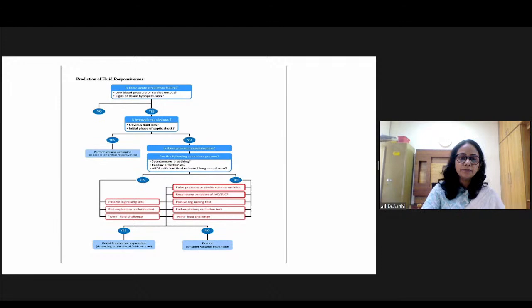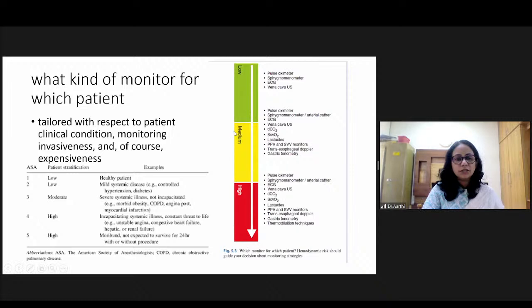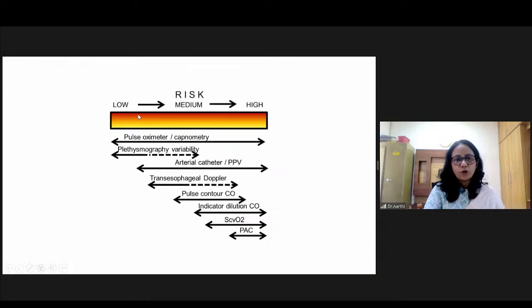So these are all the monitors advised in surgical patients. Usually the advanced monitoring is utilized in medium to high risk patients, all the monitors which were discussed earlier. As the risk progresses, the monitoring involved also becomes more and more invasive.